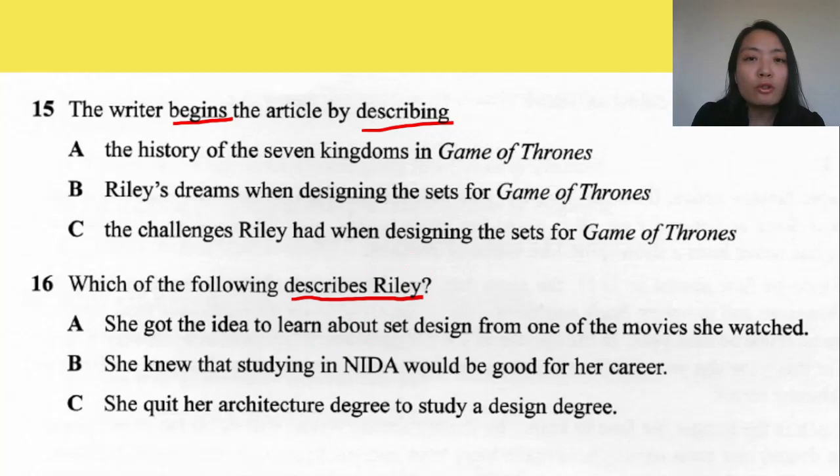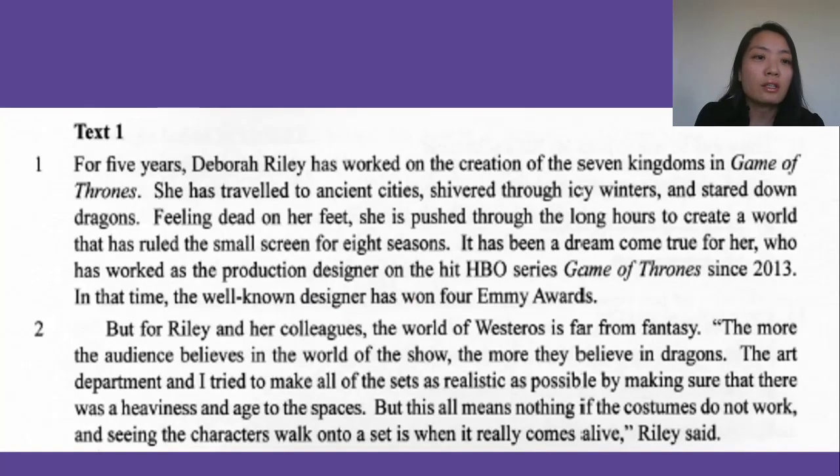Okay, so now we move on to the passage. Let's read together. As we read, like I mentioned, if there are any words that jump out to you, we underline. So for 5 years, Deborah Riley has worked on the creation of 7 kingdoms. So she has worked on the creation of 7 kingdoms in Game of Thrones. From this first text, we know that this person has worked to create some kingdom inside Game of Thrones. If some of you follow some of these Netflix shows, you would know that Game of Thrones is some kind of movie or series on television.